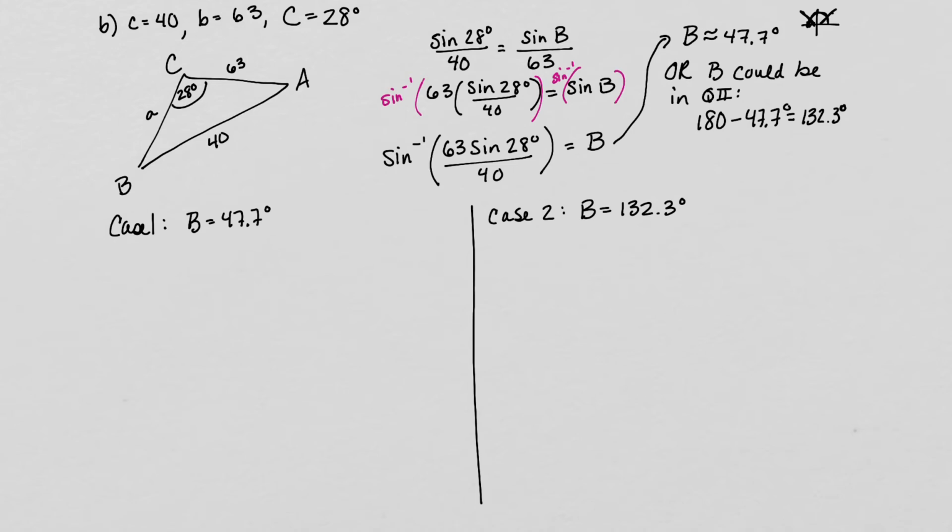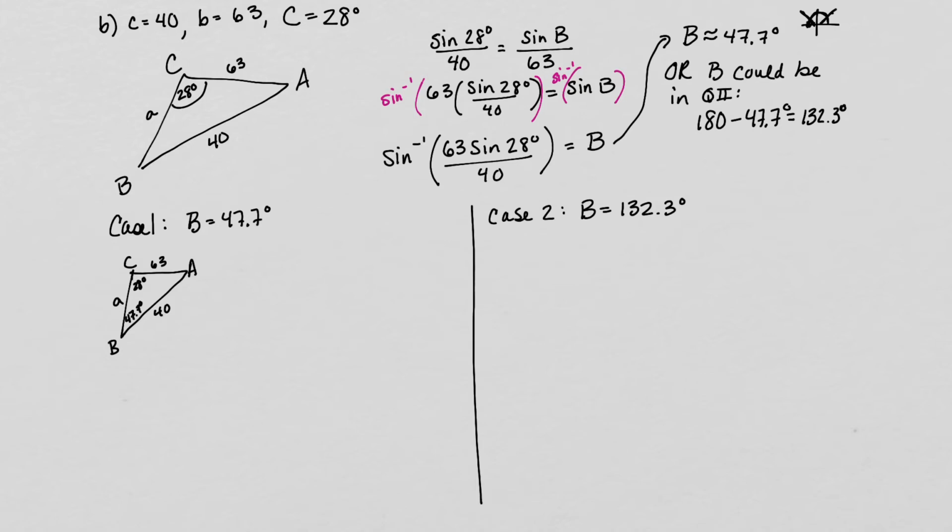Okay, so I like to redraw my triangle here, just so I have a triangle with what I'm working with. So right now we have 47.7 degrees in here. We have 28 degrees in here. This is 63. This is 40. This is little a. Capital C, capital B, capital A. So now in this little triangle here, I know two of the angles, right? I know 28 and 47.7.